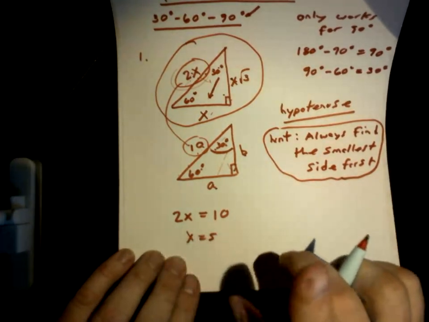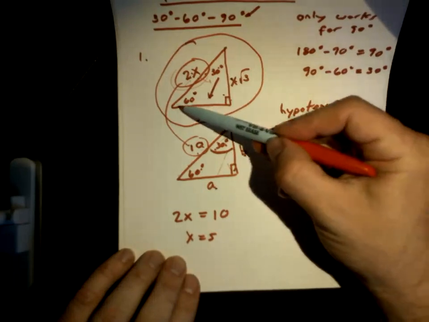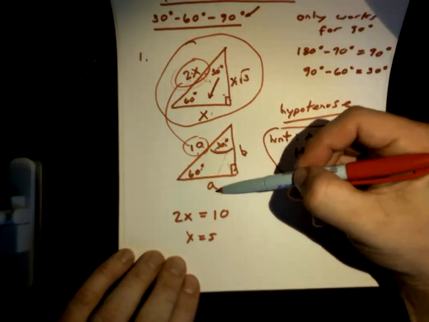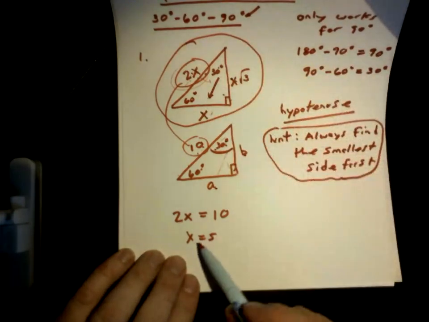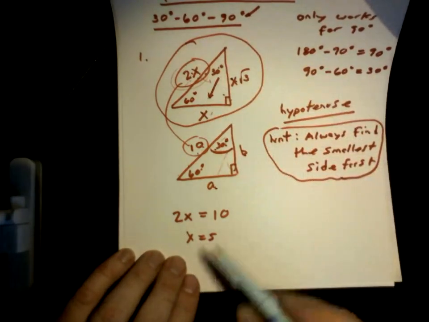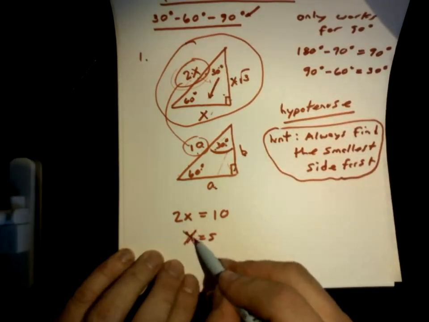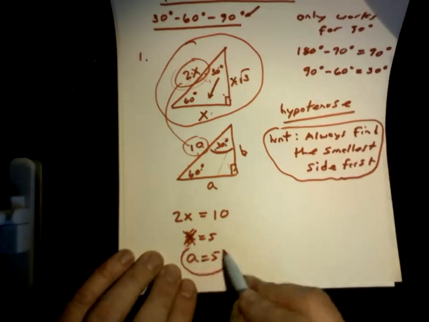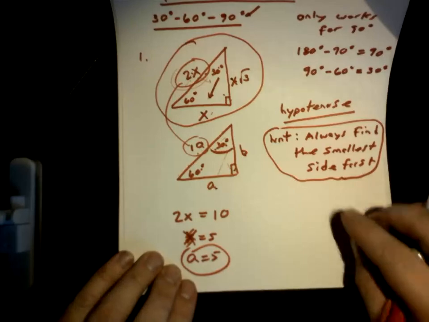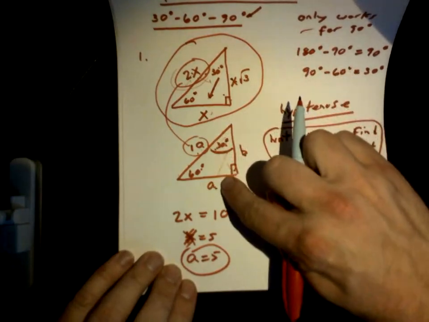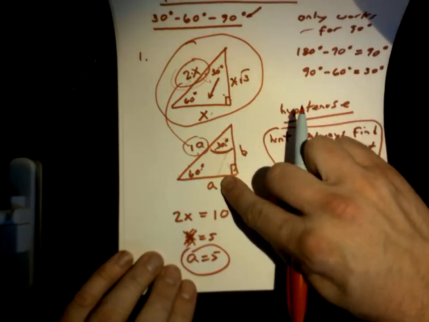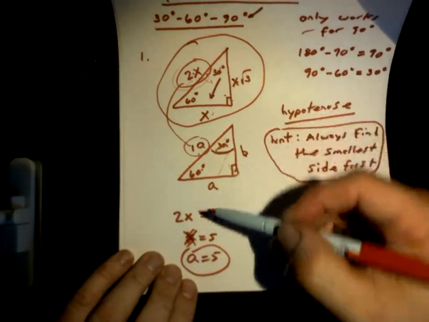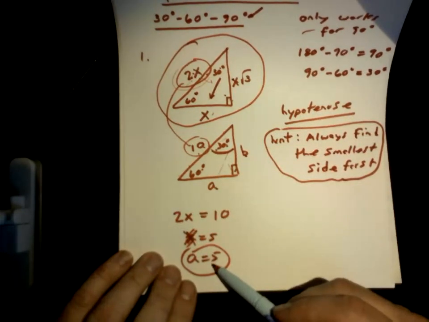Now, I understand what you're thinking. This side and this side are the same, but look at this. Isn't this a and this is x? So just go ahead and change this to a because that's the smallest side. Remember, this side and this side are equal. So once you find that by doing some algebra here, solving, that side is going to be 5.